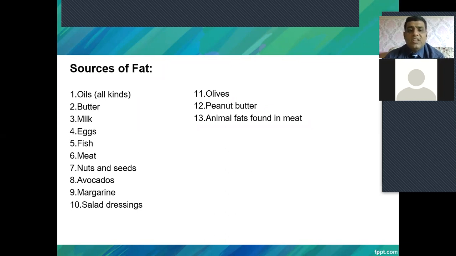Then margarine and salad dressings have fats. Peanut butter has fat. Animal fat found in meat can also be a source of fats. So these are all the sources of fats.